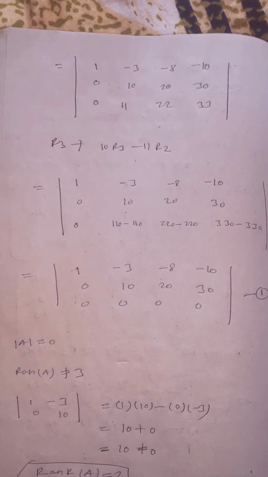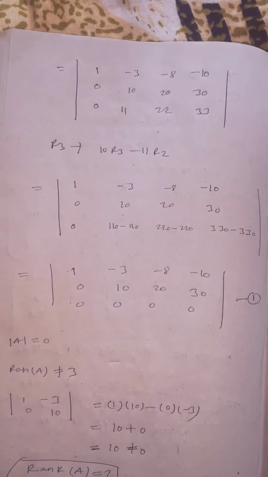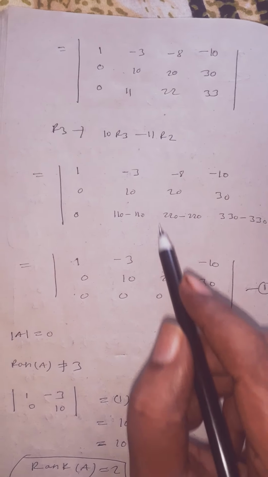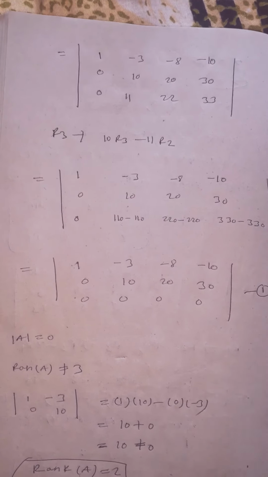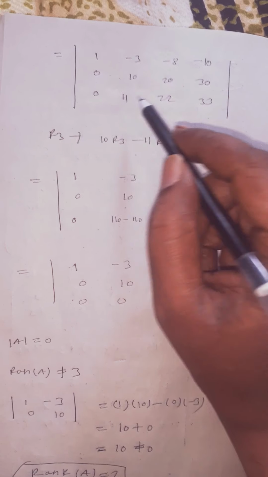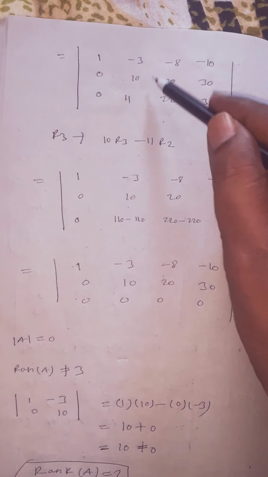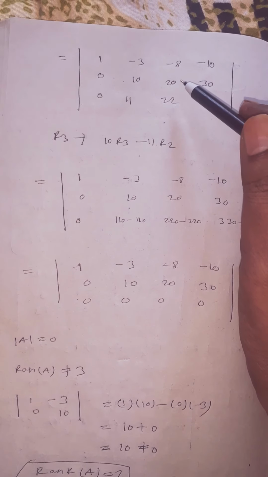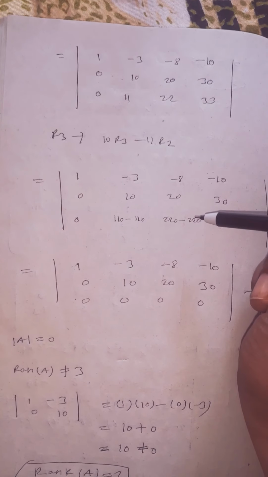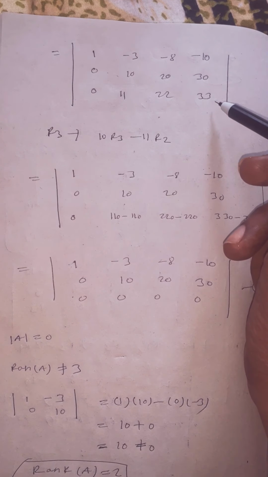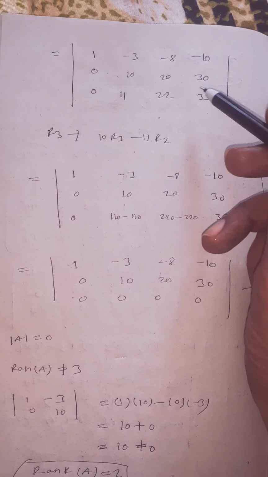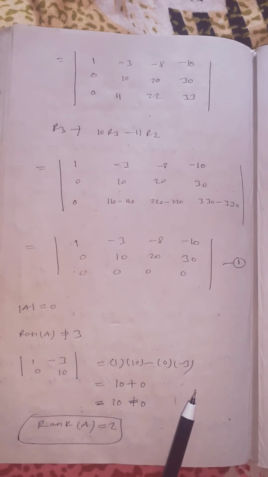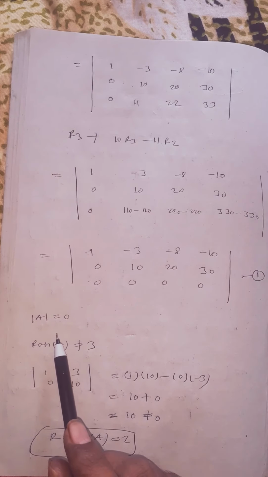So now what is our task? We have to make the third row's second element 0. So I wrote first row as it is, second row as it is. So third row: 0 minus 0 is 0. Next, 11 times 10 is 110, minus 11 times 10 is 110. Next, 22 times 10 is 220, minus 11 times 20 is 220. Here 33 times 10 is 330, minus 11 times 30 is 330. So we are getting the entire third row as 0. So the determinant is equal to 0.